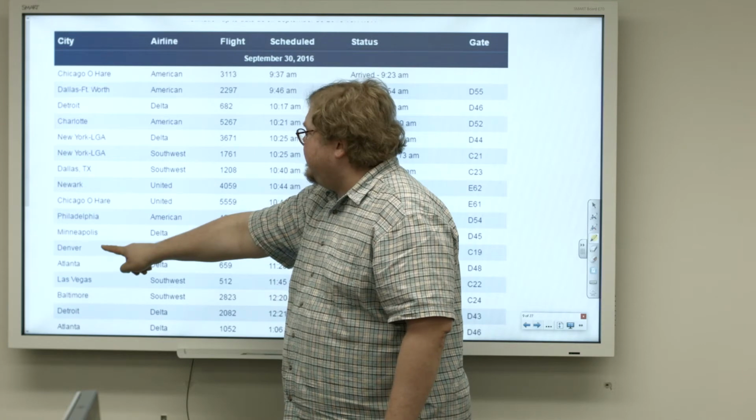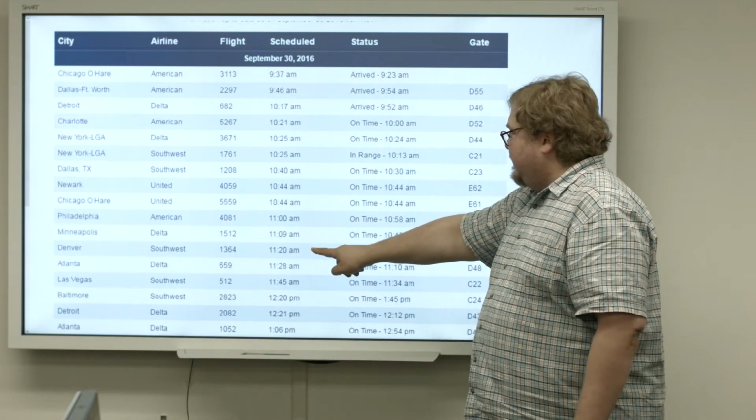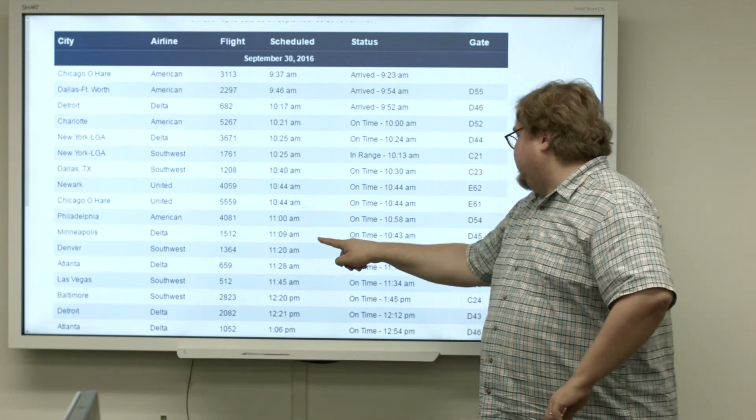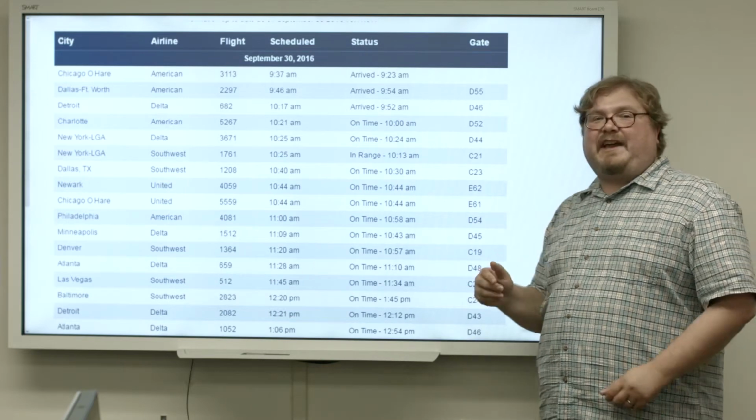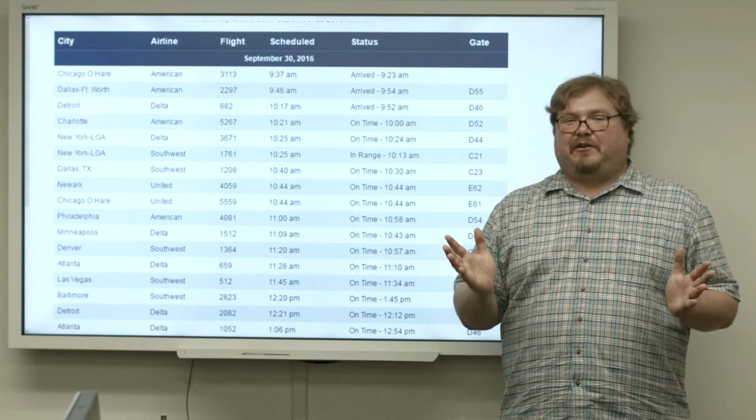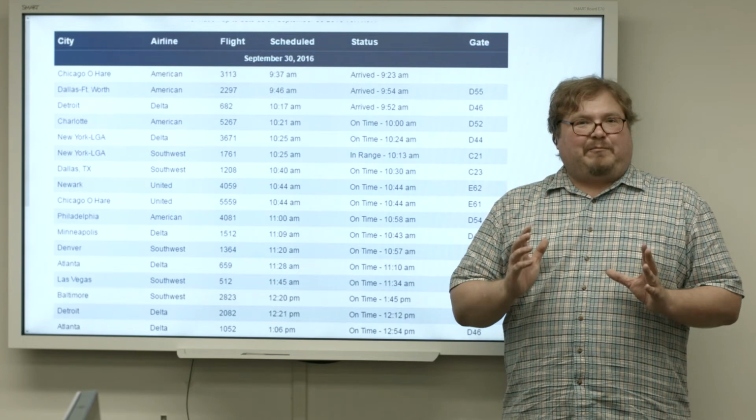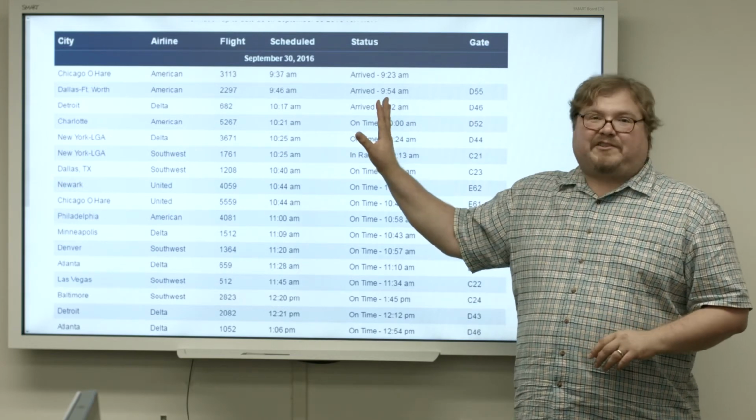Denver. Okay, here's Denver at 11:20. Yes, that's the right one. Okay, gate C19. Now I know where to go. In its most simple form, that's what scanning is.